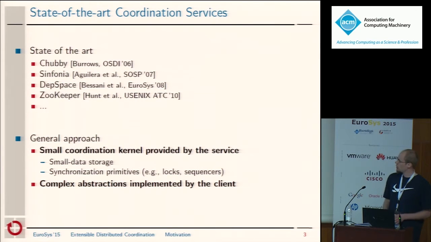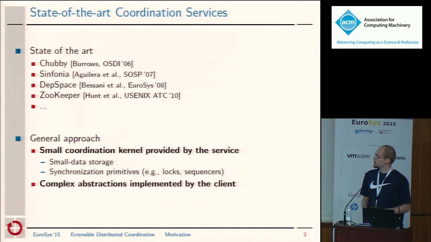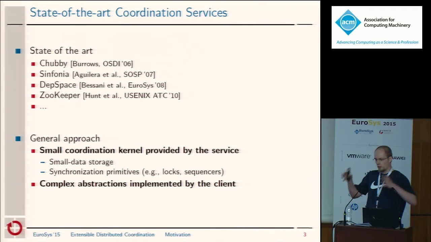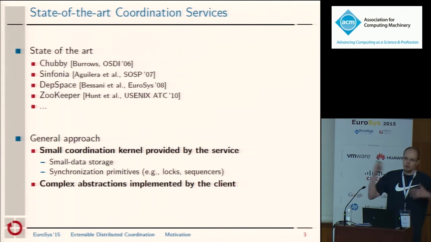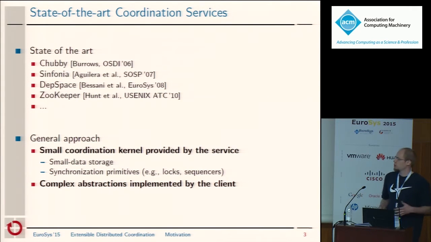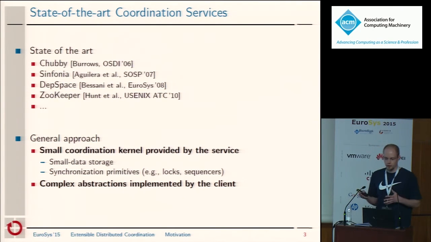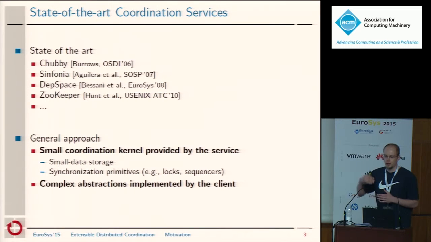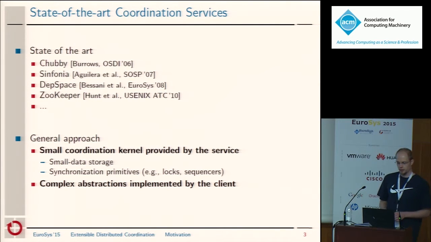Now, we've already heard about ZooKeeper. There are plenty of other coordination services available, Chubby, DepSpace, to name only a few. Despite the differences, they all share this common approach of not directly implementing all kinds of coordination mechanisms, but instead providing a small set of very generic functions, which is also called a coordination kernel, maybe some methods for small data storage, maybe one or two synchronization primitives. So you have this small set of functions, which would then allow a client to build more complex abstractions at the client by using these functions.